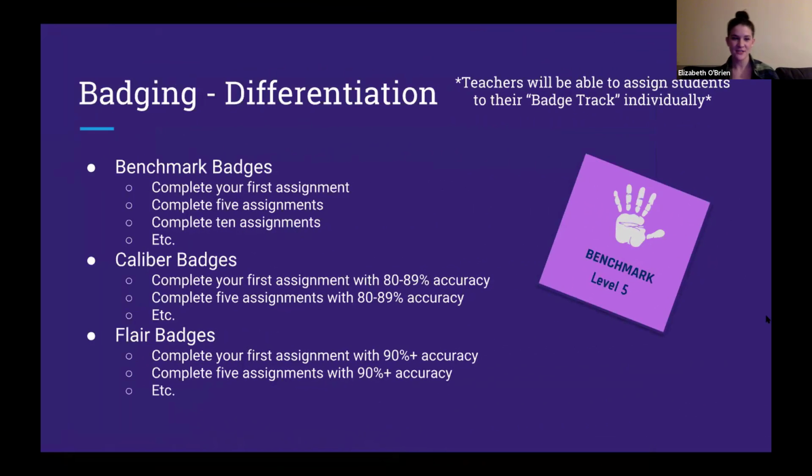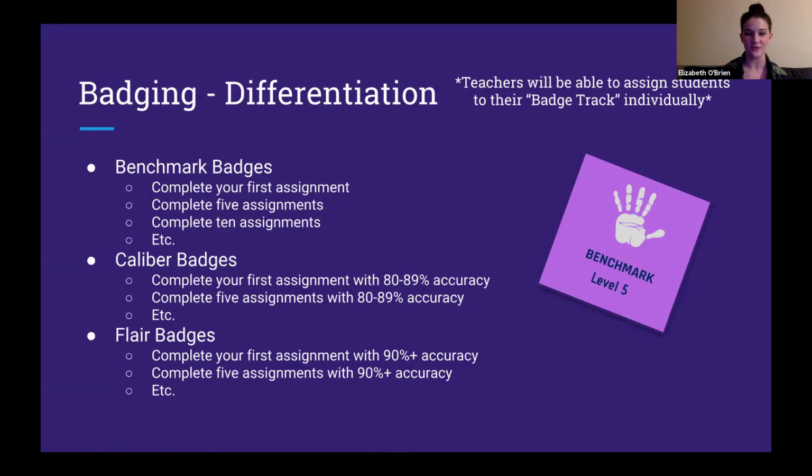Okay, so for the badging, it's set up to help differentiate learning for different students. And as we've mentioned, the teachers will be able to assign students to their badge track individually based on their current reading level and ability. So for students who have to work on their reading a little bit, we have the benchmark badges. Those would be for the amount of assignments completed, because for some students that's a big deal. So complete your first assignment, you get a badge, complete 5, complete 10, and so on.